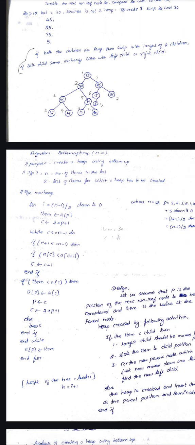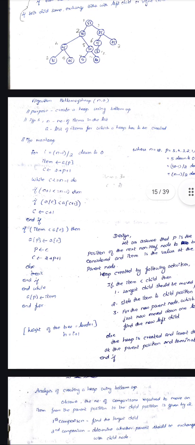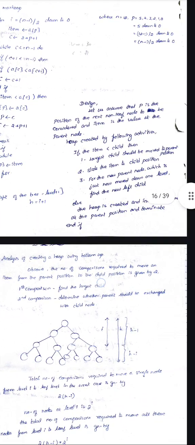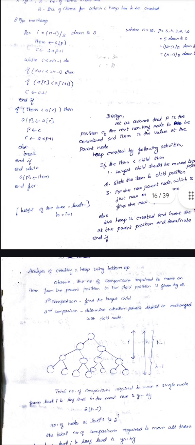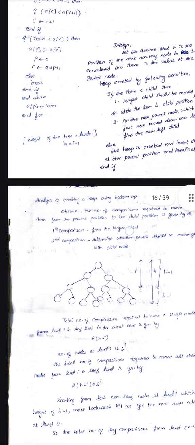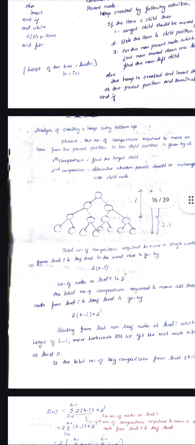So the algorithm for this bottom up is to create a heap using the bottom up approach, that is the max heap. Then the analysis of this max heap will be like this. Analysis of creating a heap using bottom up.